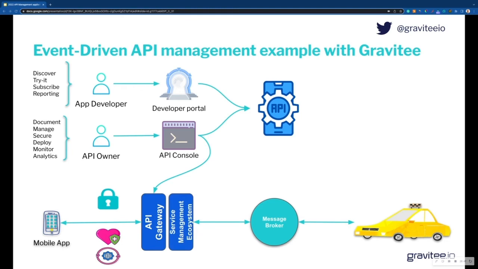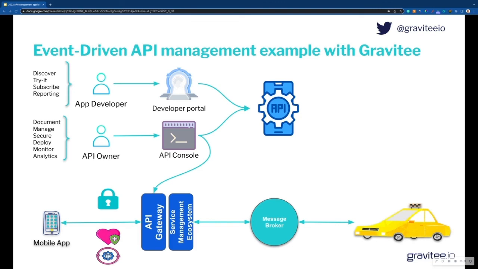Now you can notice there is an empty space. That is the Gravitee Services Management Ecosystem. Gravitee Services Management Ecosystem provides a connector framework that allows our API gateway to perform protocol mediation and translate an HTTP connectivity into whatever protocol or message format a message broker might require, whether it's HTTP to TCP, HTTP to JMS, HTTP to gRPC, and so on.